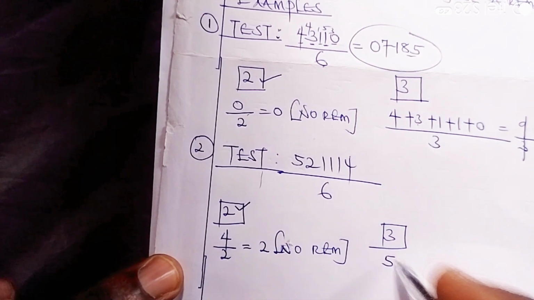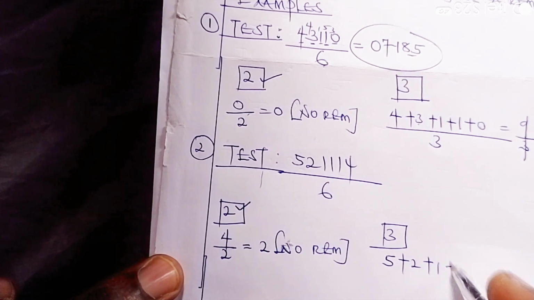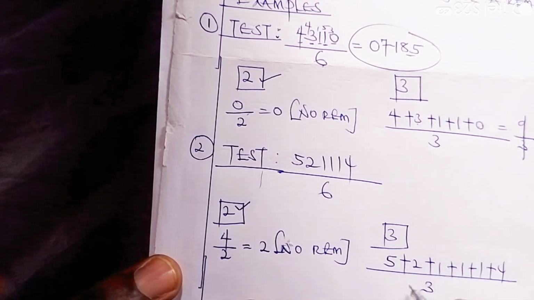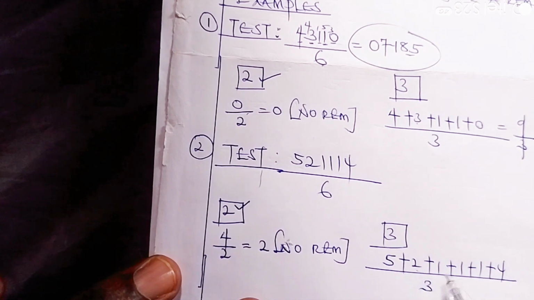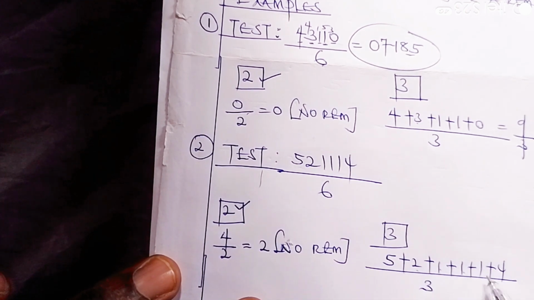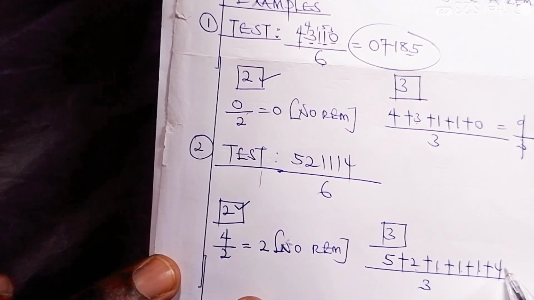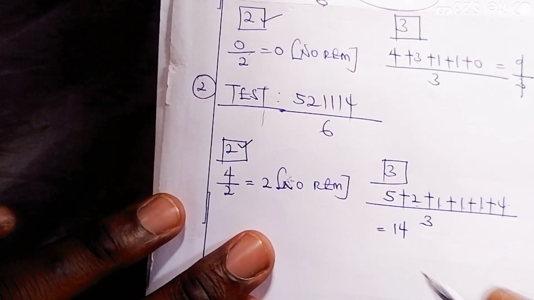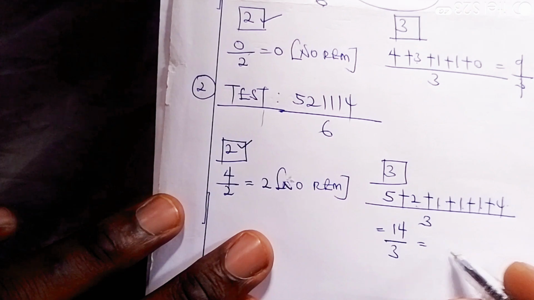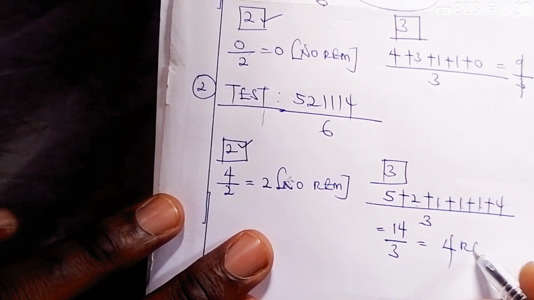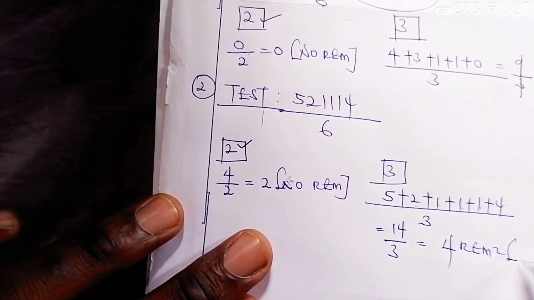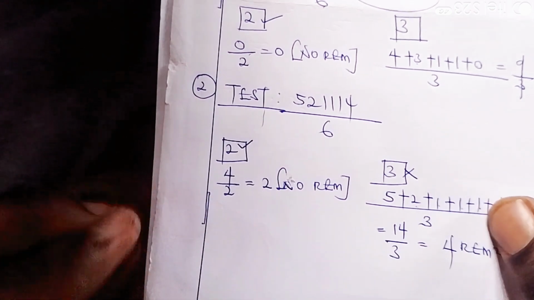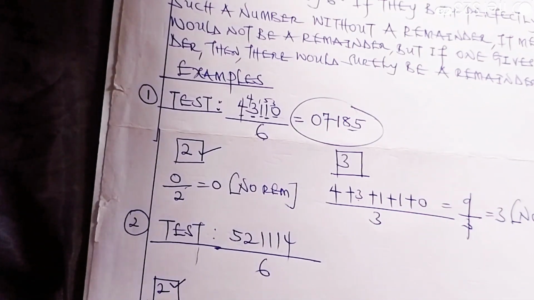So how do we get a no for 3? We add all the digits together. 5 plus 2 is 7. 7 plus 1 is 8. 8 plus 1 is 9. 9 plus 1 is 10. 10 plus 4 is 14. So 3 in 14 is 4, remainder 2. Wow, there'll be a remainder. 3 has failed the test.